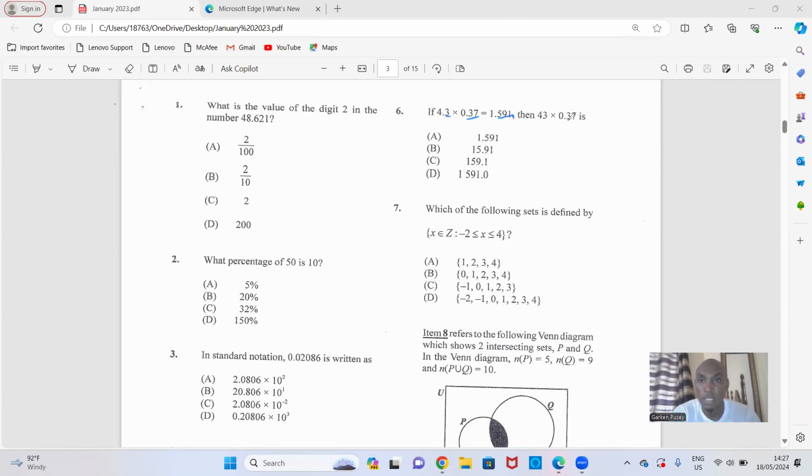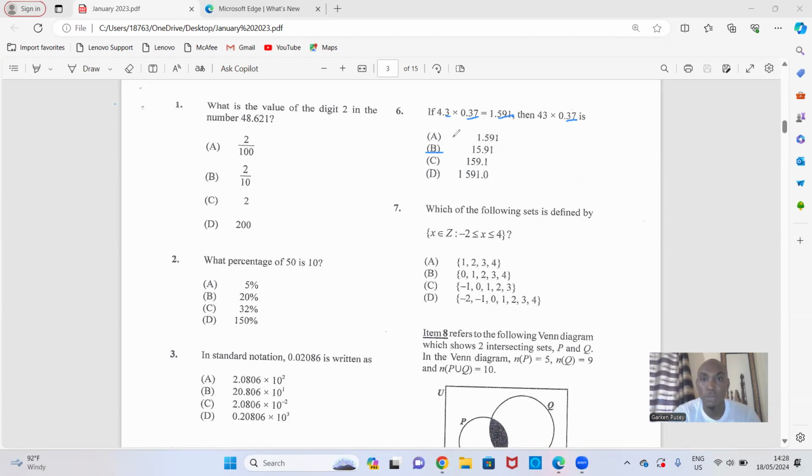So let's look at this. It says then 43 multiplied by 0.37 is, so you're multiplying a number right here that has 0 decimals by a number that has 2 decimals. So when you look at the two numbers, the total decimals is actually 2. So you're going to look for an answer that has 2 decimals. And immediately I see that this one, B, is the answer.